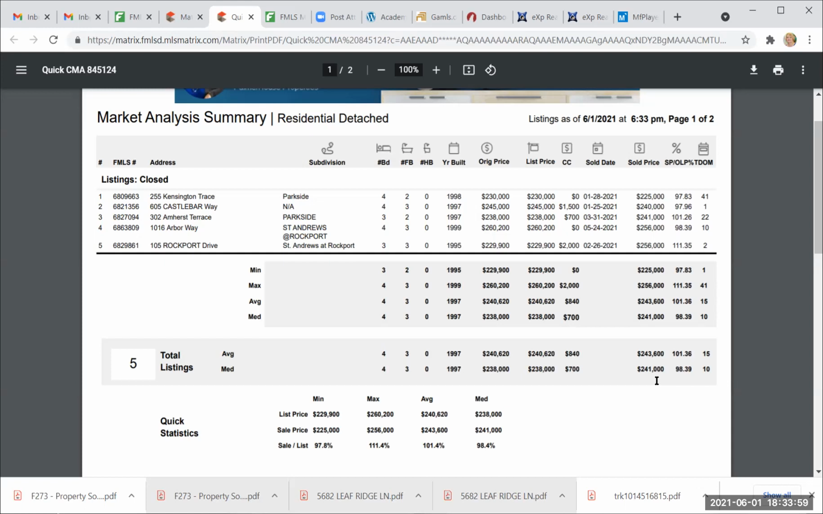Here's the thing about CMAs, Dante, you can make them say whatever you want to say. You get that, right? They're subjective. So you've got to be comfortable with what you picked, and you will be. Built about the same age home, give them a 10-year range, around the same size.